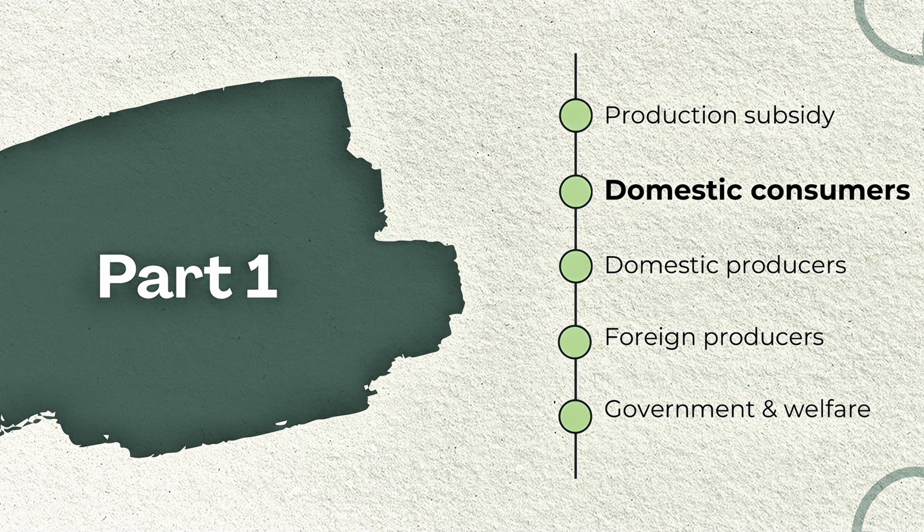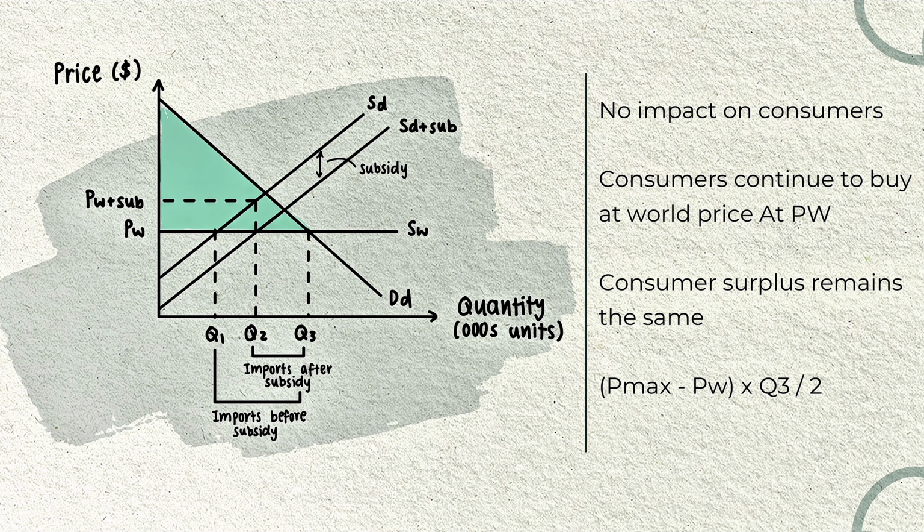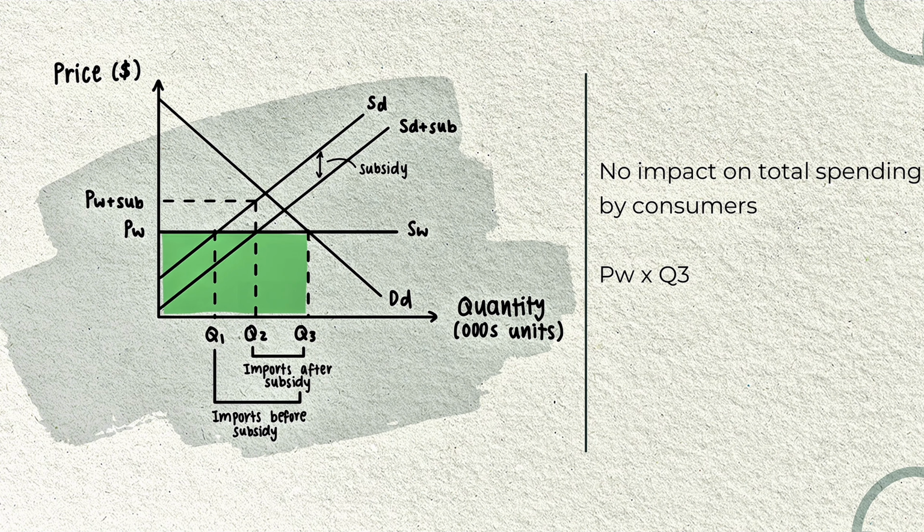In the case for domestic consumers, there will be no impact on them. As stated before, they will be continuing to buy at the price of PW and quantity at Q3, and the consumer surplus remains the same in the green box here. And the calculation for this is P max minus PW multiplied by Q3 divided by 2. And regarding consumer spending, there'll be no change at PW multiplied by Q3.